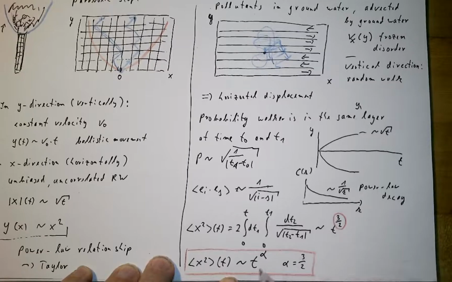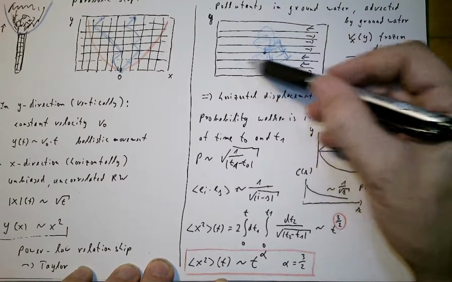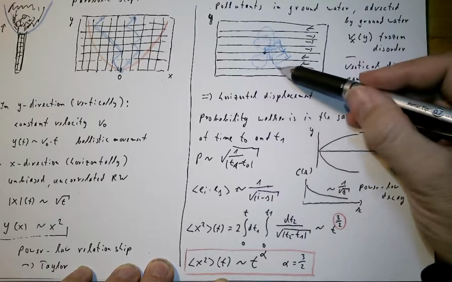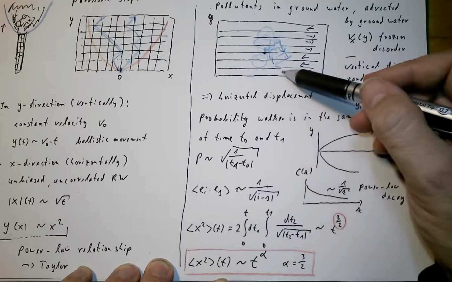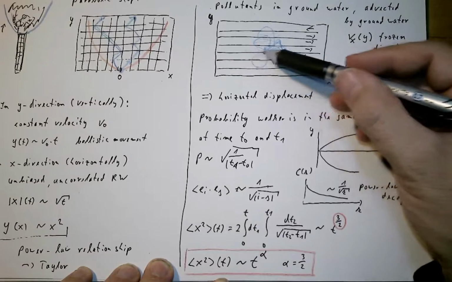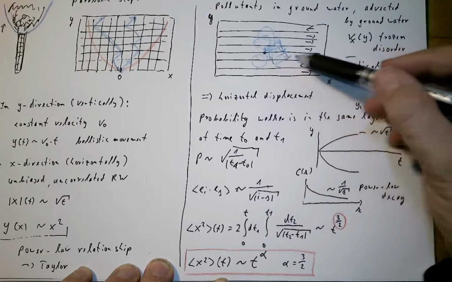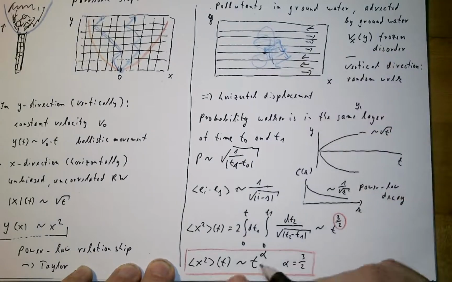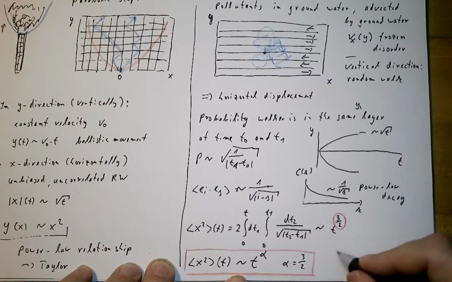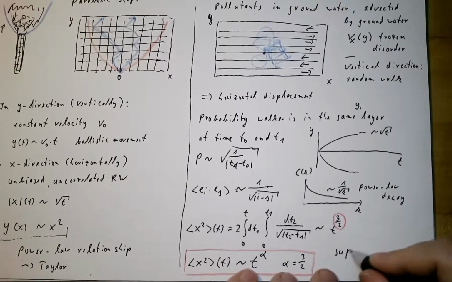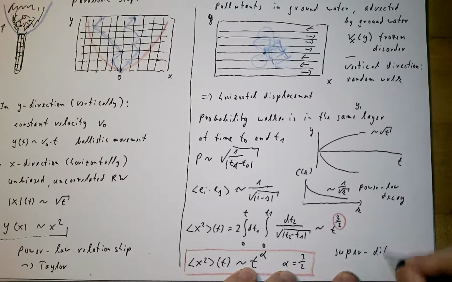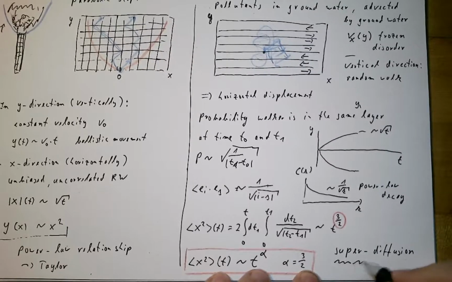And so we have here an example of a horizontal displacement which doesn't follow a diffusion, where we have an exponent which is larger than 1. So the pollutant is increasing on average faster than a random walk, but slower than just the horizontal, as if it would stay in the same layer and would go ballistic. It's somewhere in between. So if this alpha is larger than 1, we have a super diffusive behavior. Super diffusion. And this is our first example for super diffusion.